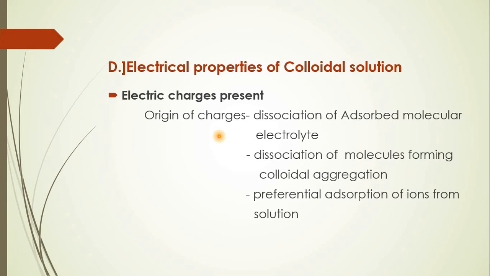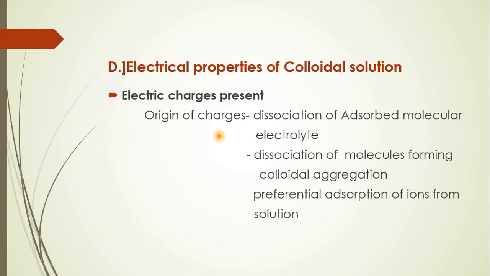Now, in a particular colloidal solution, all the colloidal particles may carry the same type of charge, while the dispersion medium has an equal but opposite charge. Thus, the charge on the colloidal particle is balanced by the dispersion medium charges, and the solution as a whole becomes electrically neutral, right? Now, from where do these charges originate?